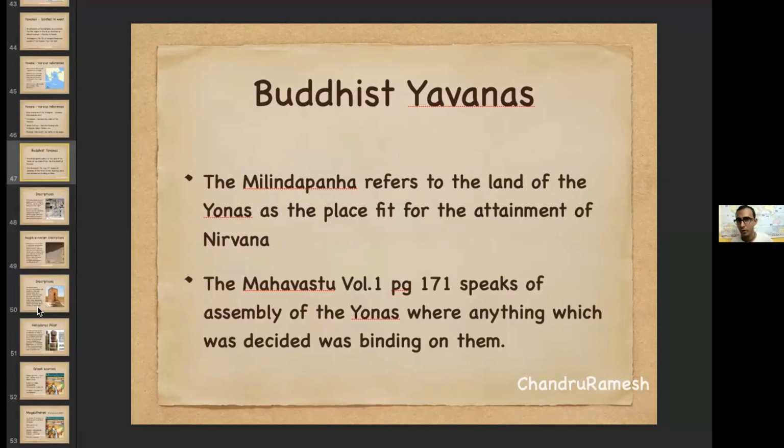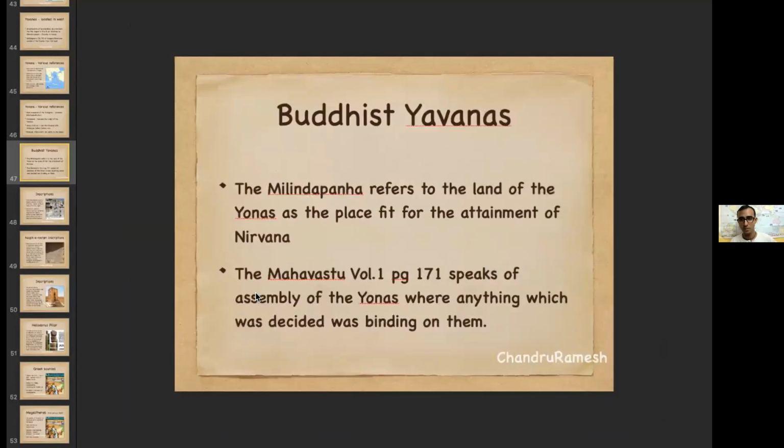Okay, so the Buddhist Yavanas. The Buddhists also speak of the Yavanas. The Milinda Panha, which is a dialogue with King Menander, a Greek king who converted to Buddhism, even speaks of the Yavanas.